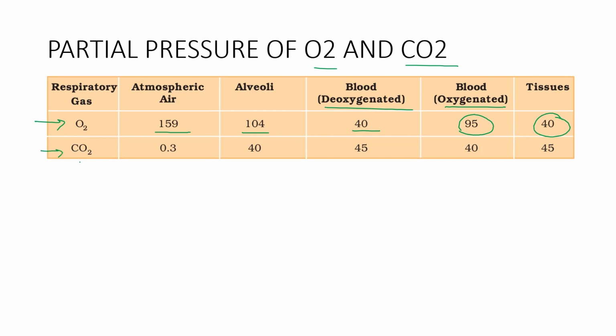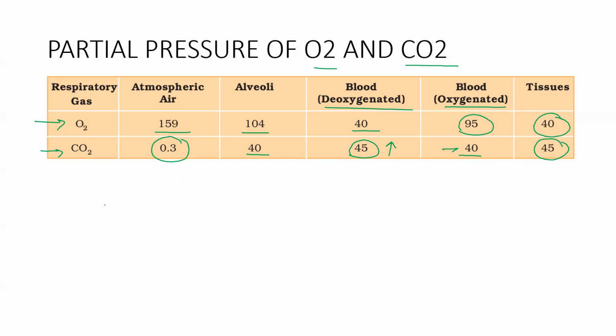Now let's talk about CO2. In atmospheric air 0.3%, alveoli 40 mmHg, and deoxygenated blood 45, because deoxygenated blood has a high amount of carbon dioxide. So it is 45 mmHg. In oxygenated blood, CO2 is 40 and in tissue 45.